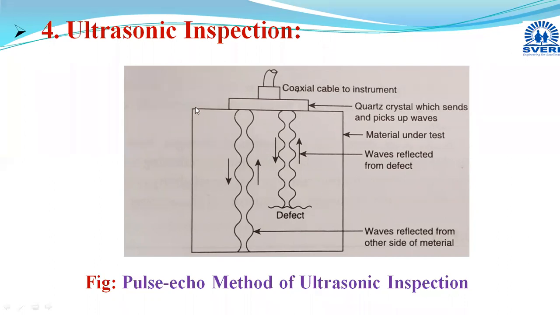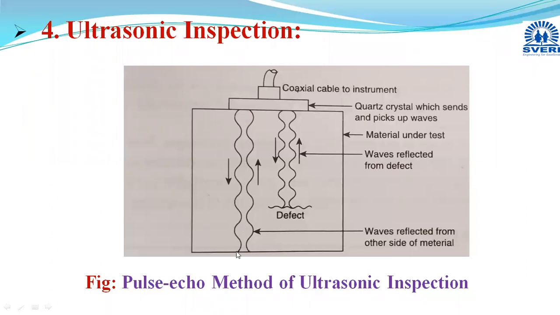Okay, this is the component under test, your test specimen. These are ultrasonic waves, the pulses which we are allowing to pass through that component. With the help of one pulse generator, these pulses are generated, and through one quartz crystal, they are allowed to pass through the component under test.